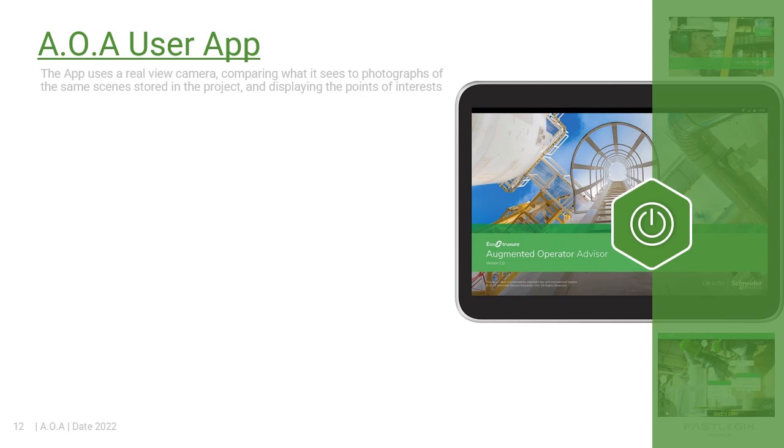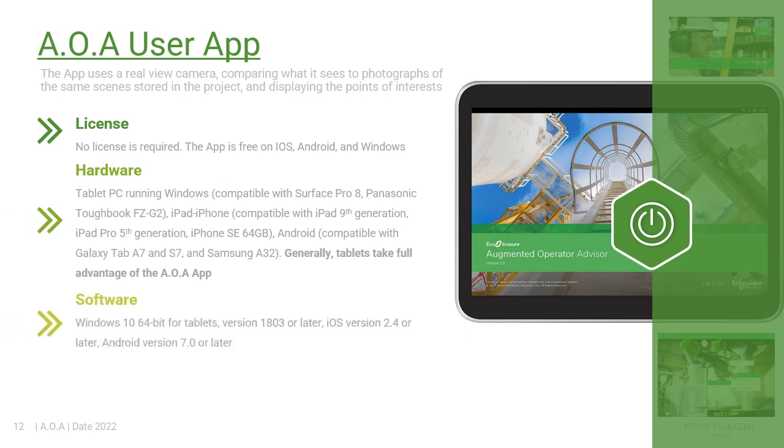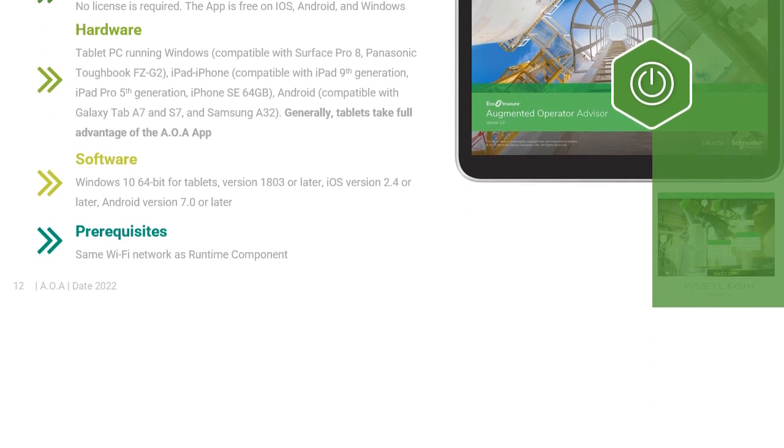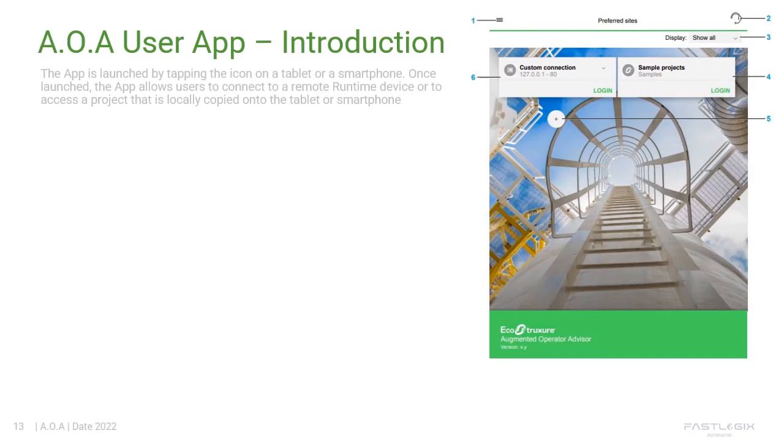The user app is the main application for end users and clients. It requires no license and can be run on any tablet or cell phone of a newer generation. The only prerequisite is to have the runtime component installed on the same network. The A.O.A. user app can be downloaded on a tablet or a smartphone.